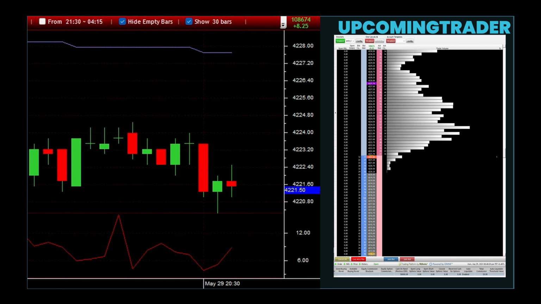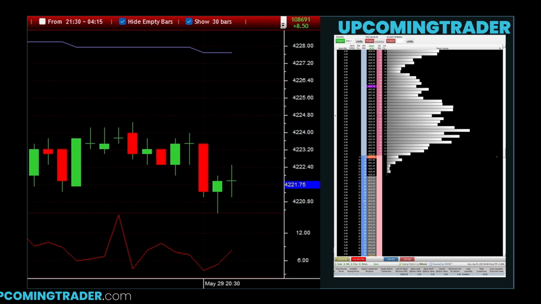One example is combining a TPO chart with a volume profile. A volume profile shows how much volume traded at each price level. This gives you a clearer view of how the market is behaving.